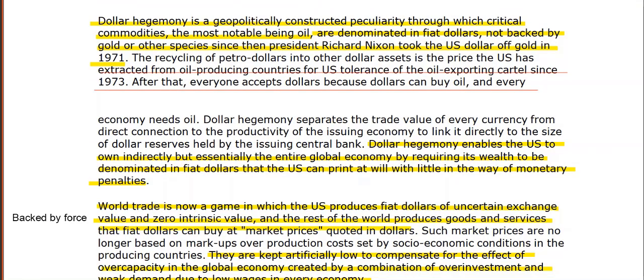Dollar hegemony separates the trade value of every currency from direct connection to the productivity of the issuing economy to link it directly to the size of dollar reserves held by the issuing central bank. In other words, the dollar replaced the gold standard, but with fiat dollars. Something we looked at with what Britain did in the 19th century. Dollar hegemony enables the U.S. to own indirectly, but essentially, the entire global economy by requiring its wealth to be denominated in fiat dollars that the U.S. can print at will with little in the way of monetary penalties.